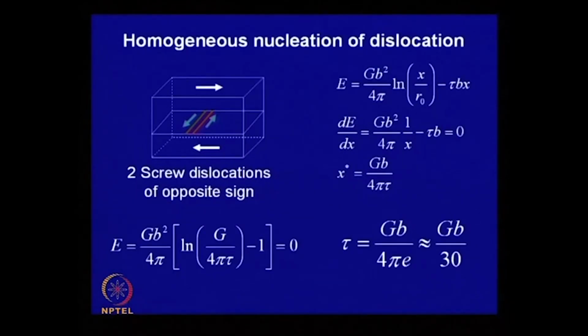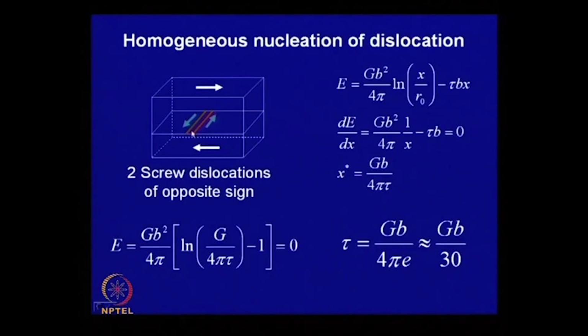Now, let us see how dislocations are generated within a crystal if the crystal is perfect. Suppose this is a perfect crystal with no dislocations, and to generate dislocations you apply a shear stress, as shown. Now, with the application of the shear stress, imagine that two screw dislocations of opposite sense are created, separated by a small distance x.